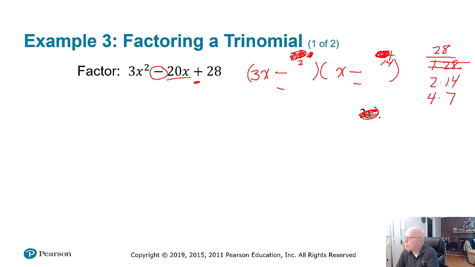All right, 2 times x is 2x, 14 times 3 is 42. That won't give us a 20x. So we'll swap them. Put 14 here and 2 there and see how it works. 14 times x is 14x. 2 times 3 is 6x. Add the 2 together. Bingo, we've got it. So put the 14 here, put the 2 there, double check, see if you get 3x squared minus 20x plus 28.